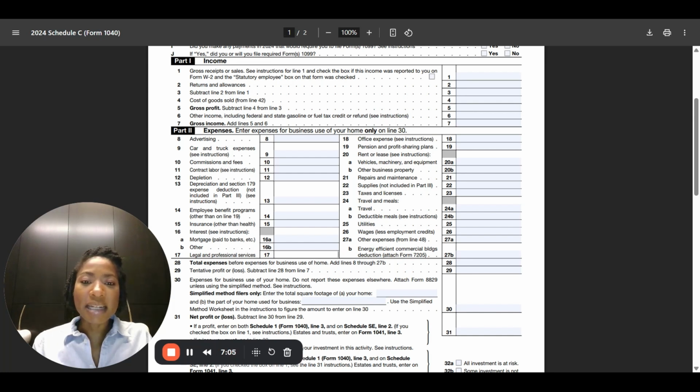And then here on line 18, it says office expense, and then it says see instructions. And so if you have an expense related to an office that maybe you're using for your daycare, you could input some of that expense here. And you want to make sure that because it says see instructions, that you're reading the instructions so that you can make sure that you're really only picking up what it's asking for here.